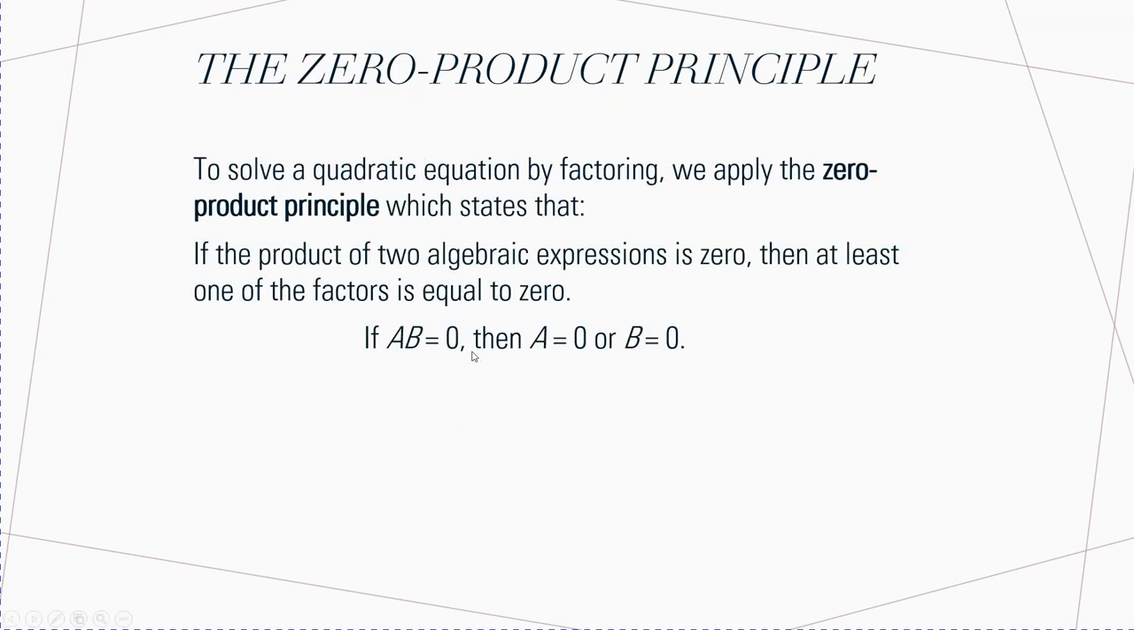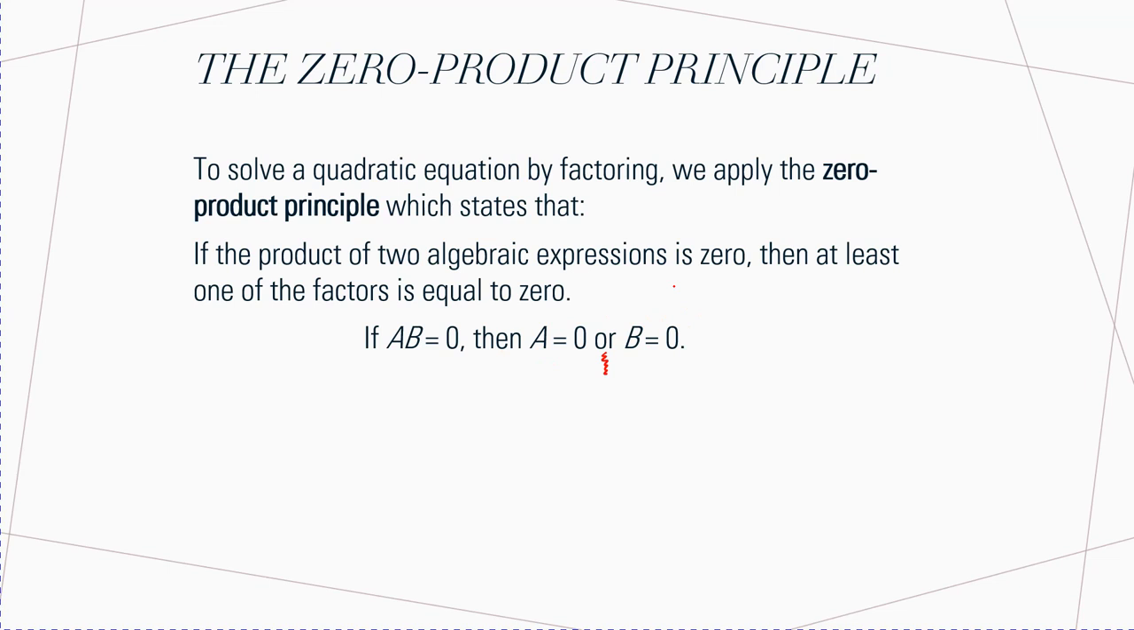One of the key principles we'll use, which will help us solve a quadratic equation by factoring, is to apply what's called the zero product principle. It states this: if the product of two algebraic expressions is 0, then at least one of the factors is equal to 0. So if you have a times b is equal to 0, then you have two possible solutions: either a is equal to 0 or b is equal to 0.